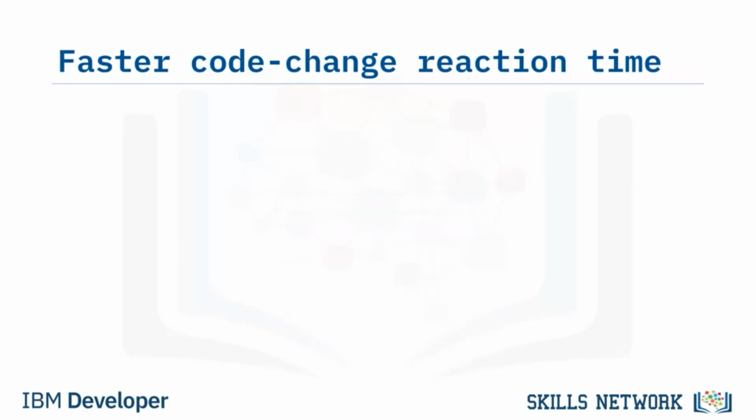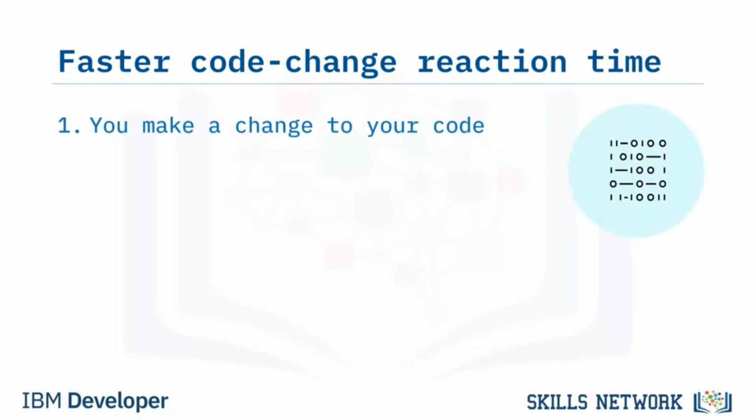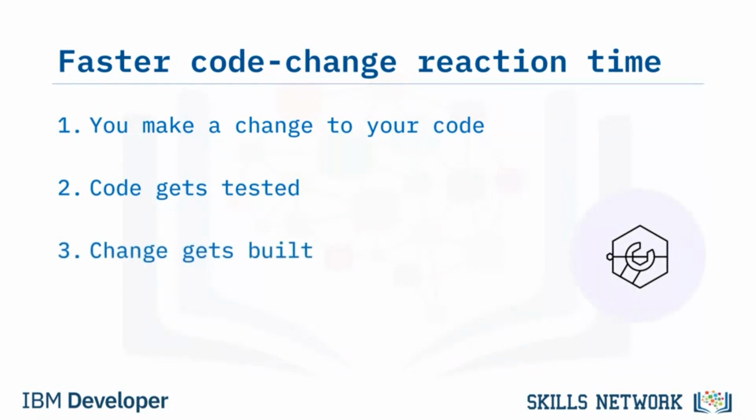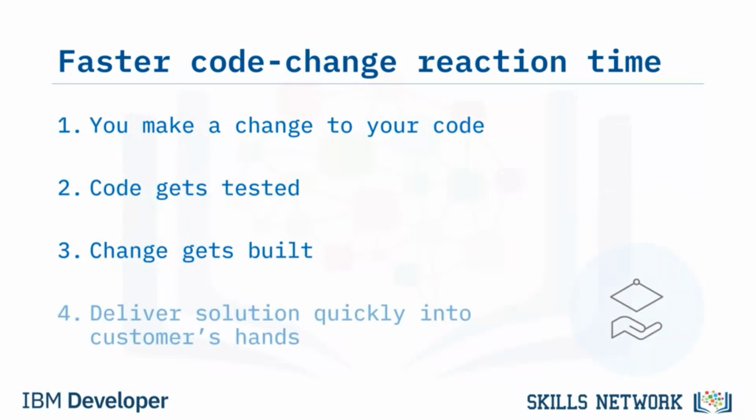The first benefit of CI/CD is that you get faster reaction times to code changes, because every time you make a change to your code and push it to a remote branch, the change gets tested. So even if you forget to run the tests, the CI tool will test it. Then the change gets built. So even if you forgot to check if the build works, the CI tool will check it. And then you can deliver the solution to your customer's hands more quickly, knowing that all of the tests have passed and the build is not broken.